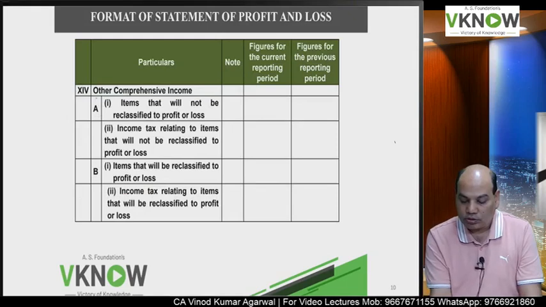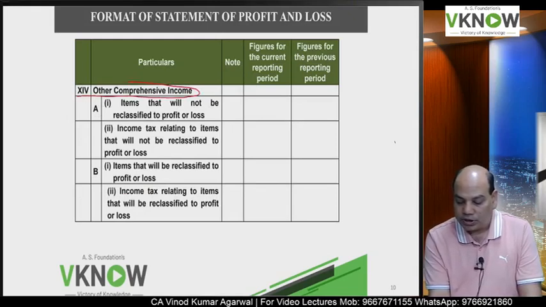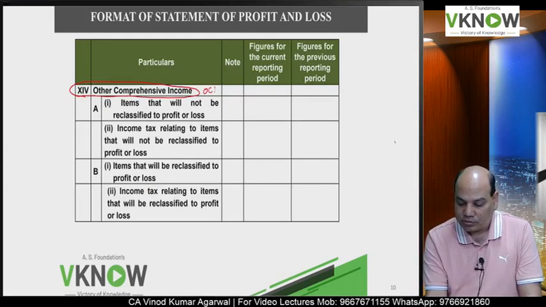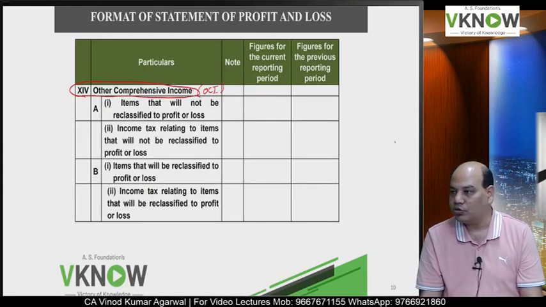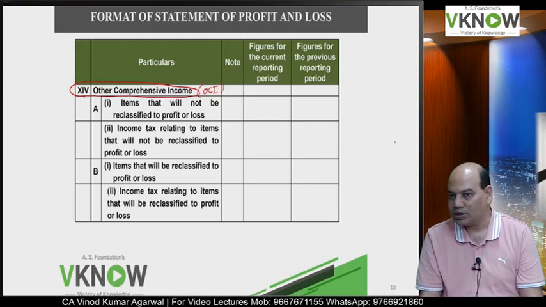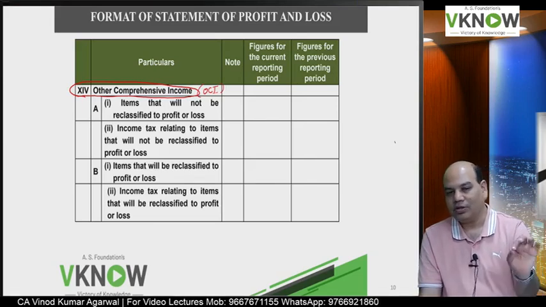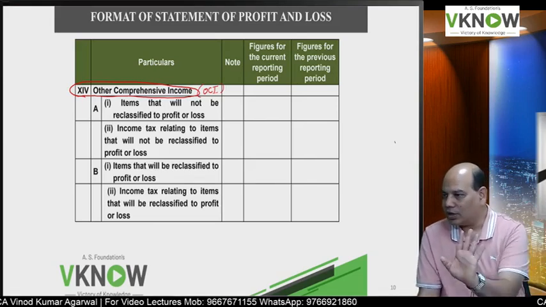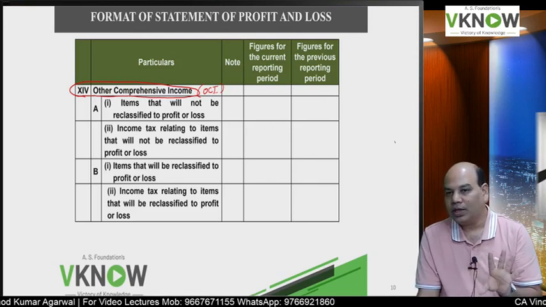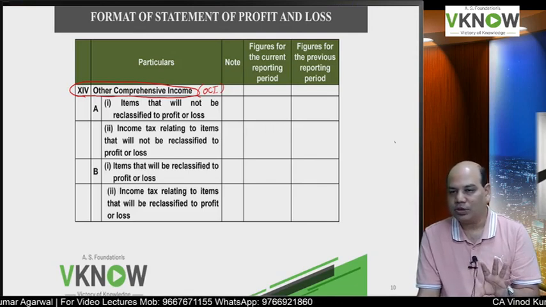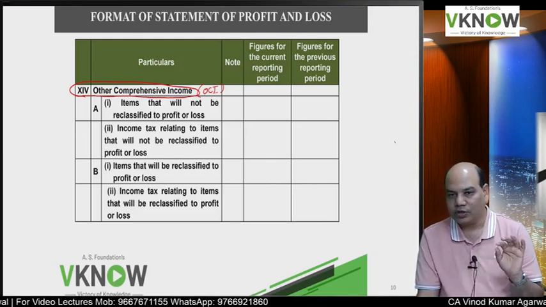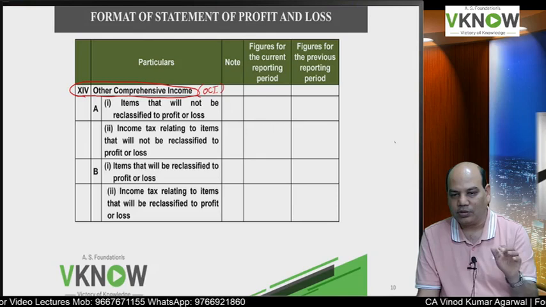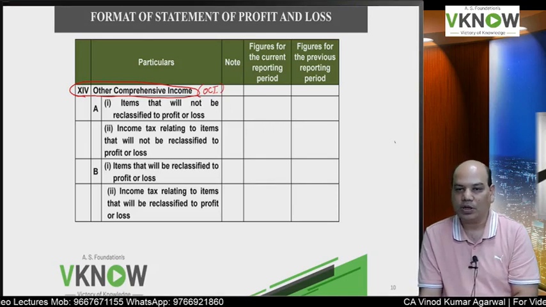Part 2 is called other comprehensive income. I will explain this, don't worry. What is the new thing you are going to learn which you have not learned in intermediate syllabus? Other comprehensive income, because my intermediate was over after that line. But IFRS requires that companies must disclose other comprehensive income also. What is the difference between profit and loss part 1 and other comprehensive income in part 2?